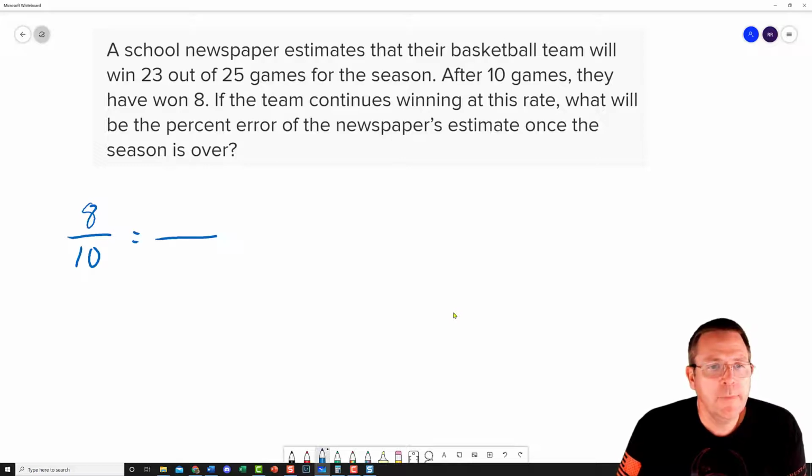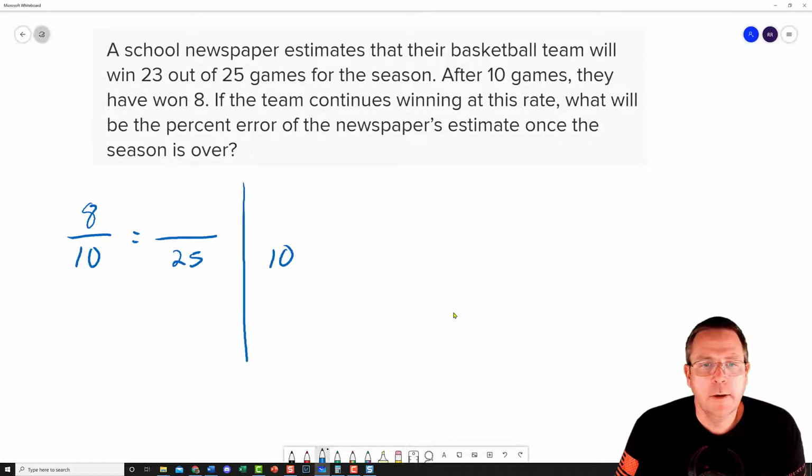The first thing I'm going to acknowledge is that they have won 8 out of 10 games total. And we need to get that equal to something over 25. So with that said, 10 times what number equals 25? The answer, 2.5. And if I do it on the bottom, I have to do it on the top. 8 times 2.5, well, that's going to become 20.